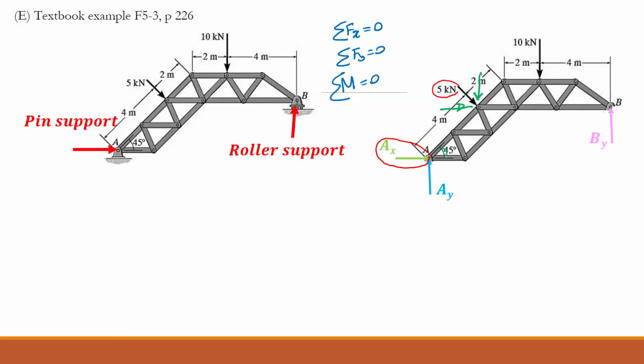So this is 45, and this should be 45 as well. So we can say this is 5 cos 45 and this is 5 sin 45. Agree?